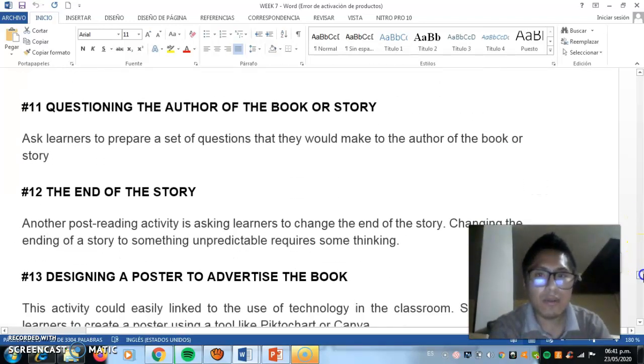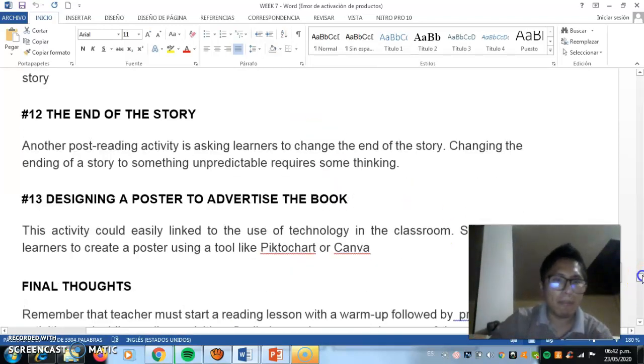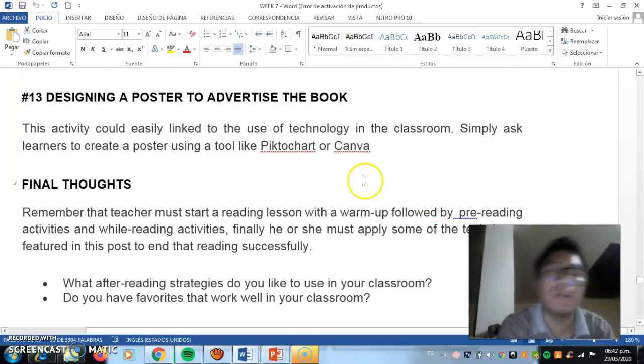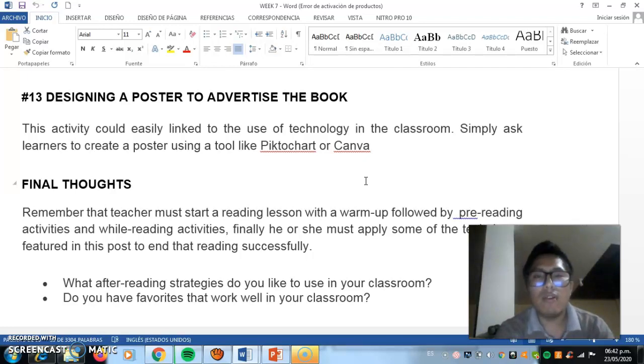Questioning the author of the book or story, yes, that is very nice. Do you agree with the author's ending? Yes or no? Tell me why. Yes, the ending of the story. Yes, changing the end of the story. This is very famous. Design a poster or advertise the book. Yes, it would be amazing. It's a typical product when we read a book or just part of a passage. You know? In order to connect according to our society's problems, right? Final thoughts.